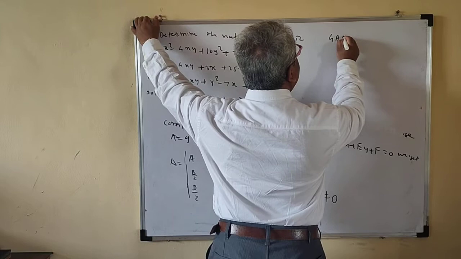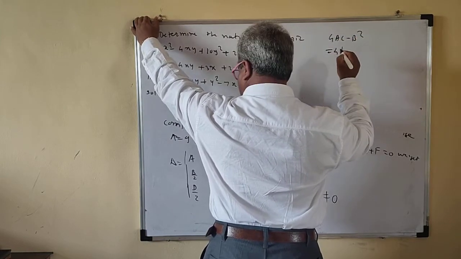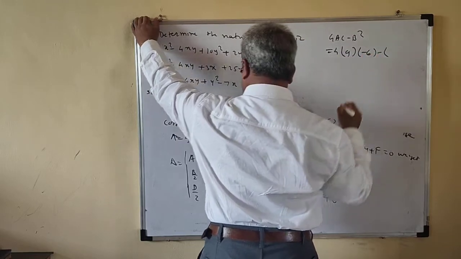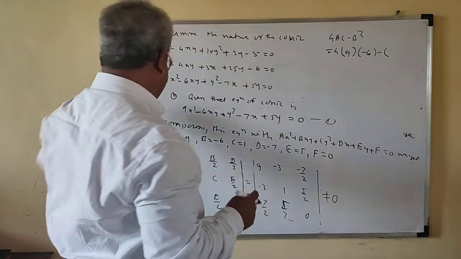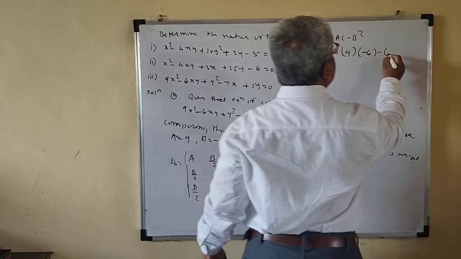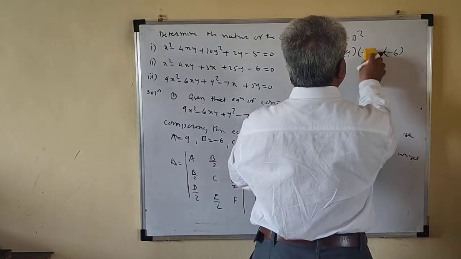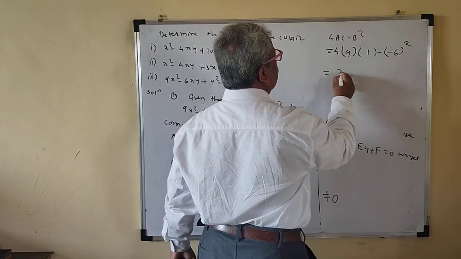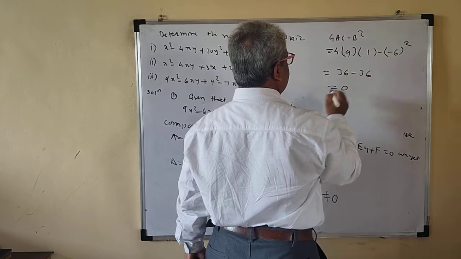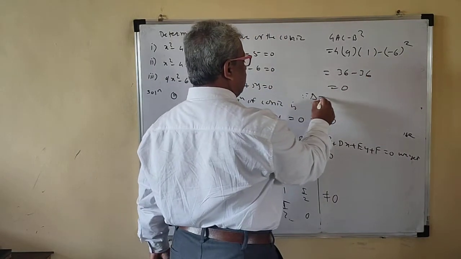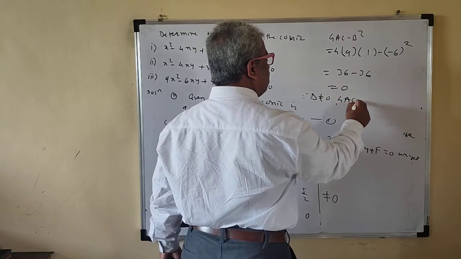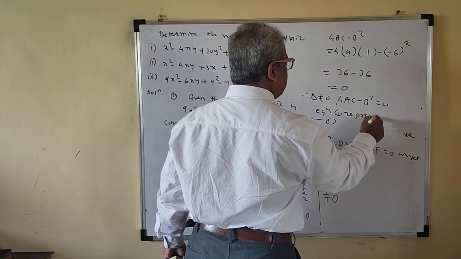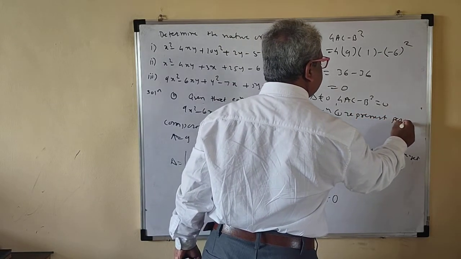Then 4AC minus B square. So 4A is 9, your C is 1, minus your B is minus 6. So B is minus 6 square. This is 36. Minus 36 is 0. So therefore Delta is not equal to 0, and 4AC minus B square is equal to 0. Therefore equation 1 represents a parabola.